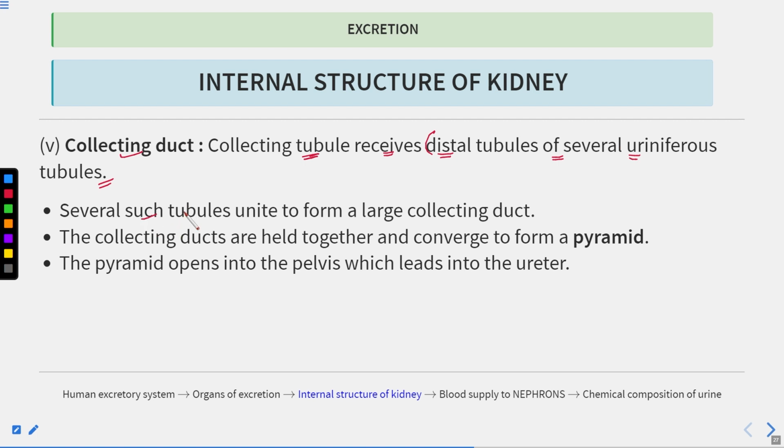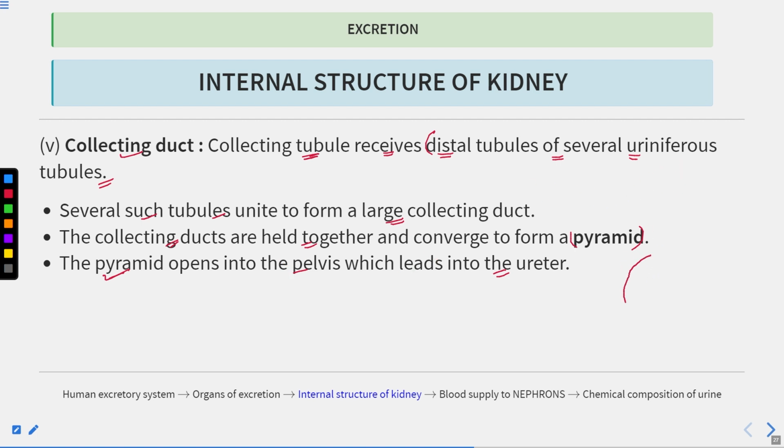Now, several such tubules unite to form a large collecting duct. The collecting ducts are held together and they converge to form a pyramid. The pyramid opens into the pelvis, which leads into the ureter. I've already told you about the renal pyramid. All these renal pyramids open into the pelvis, which leads into the ureter.